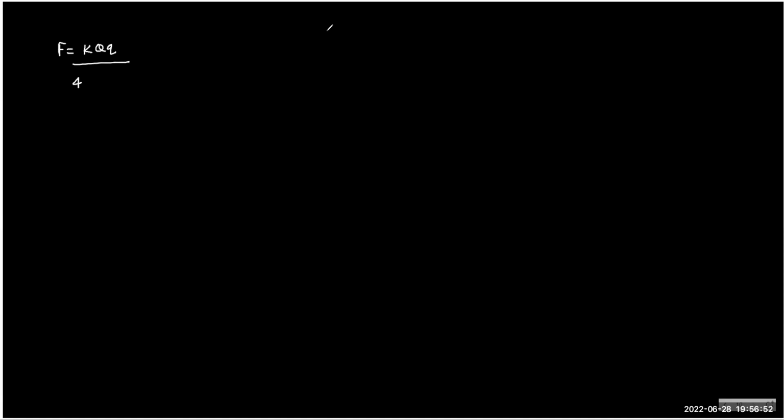For numerator, no, what do you say? 4KQQ, numerator. Yes, I think this is the answer. No, wait. It's 4KQQ upon 2R square minus L square after simplifying further. So this is the answer, no? This is the answer. Yes.